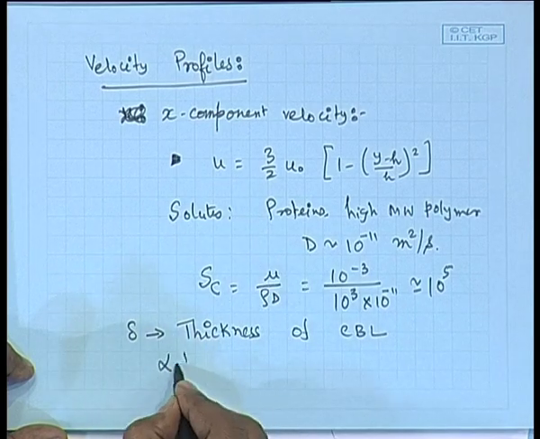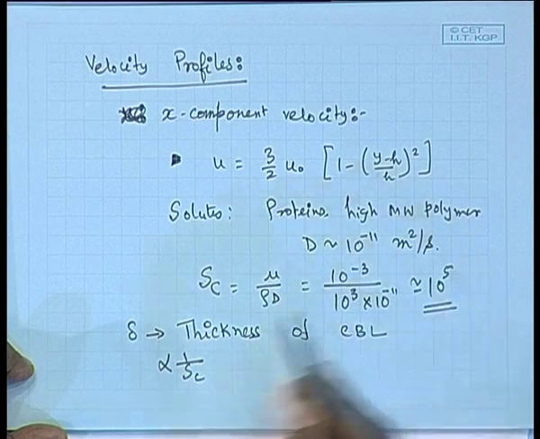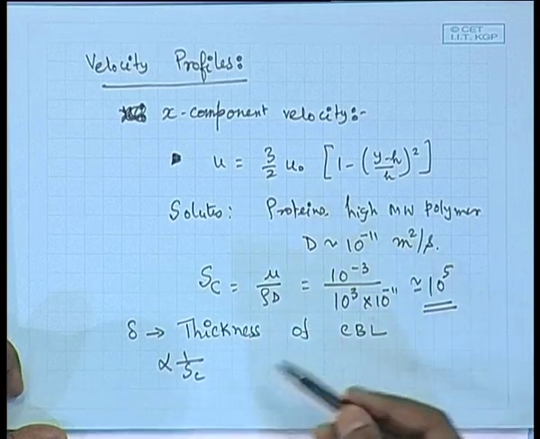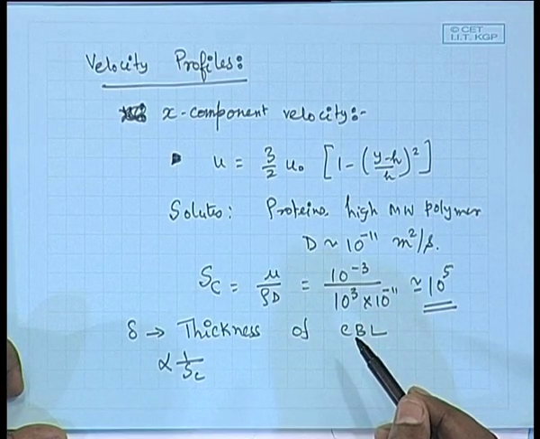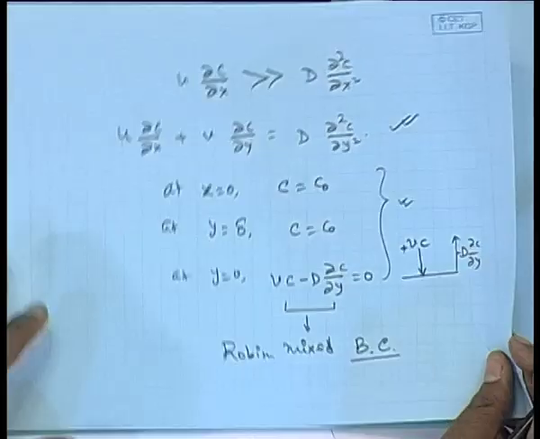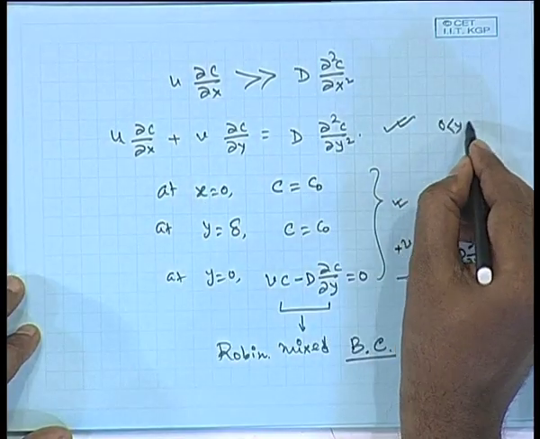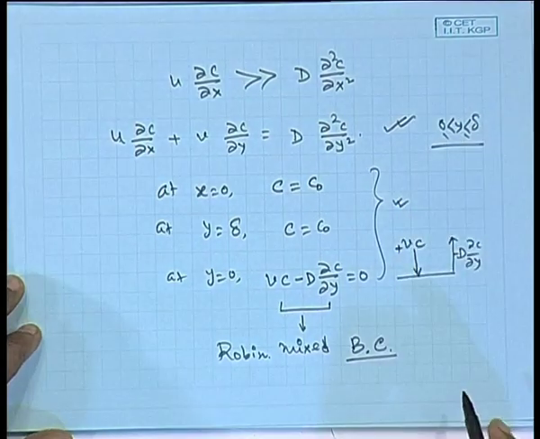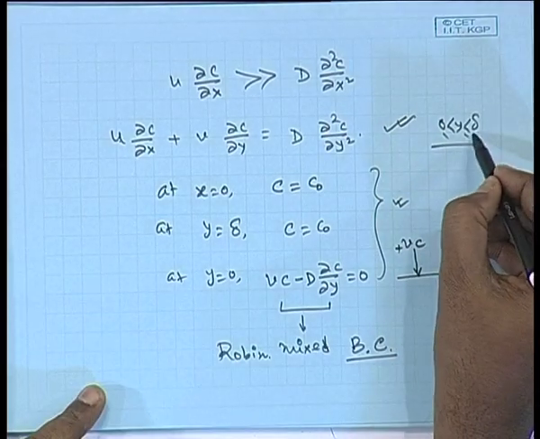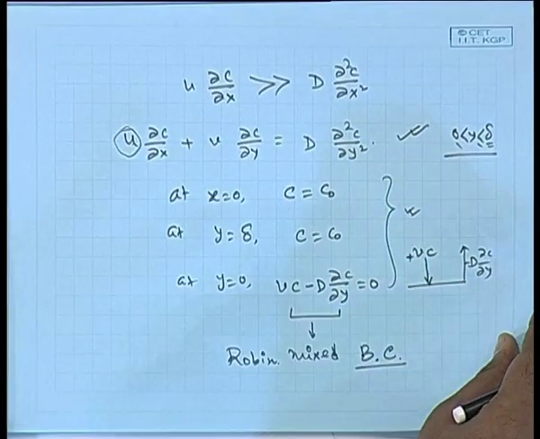The thickness of the concentration boundary layer delta is inversely proportional to Schmidt number. Since Schmidt number is pretty high, the thickness will be extremely small. So, in this particular case, the thickness of the concentration boundary layer will be very small. That means, the governing equation we are writing is valid for the region 0 to delta, where delta is the thickness of the mass transfer boundary layer at any x location. Since this thickness is very small, let us look into what happens to the velocity profile.